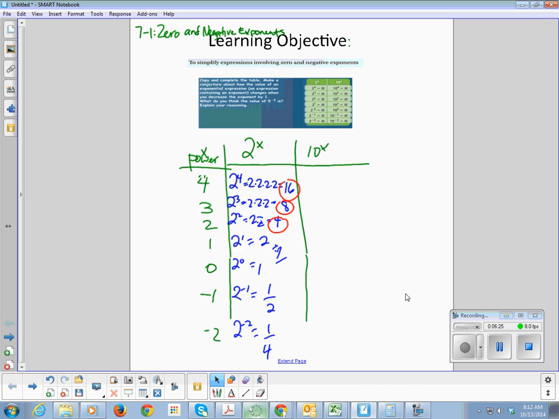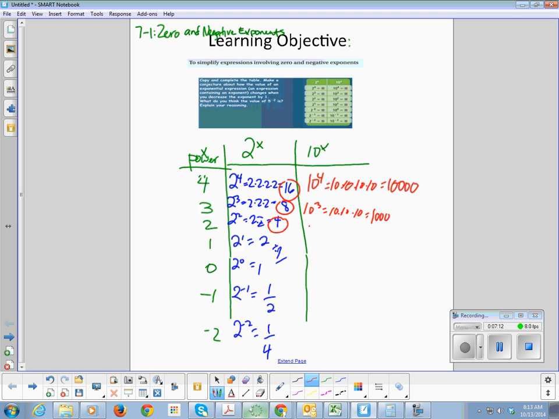So let's see how that plays out with a different base. So let's roll out 10. So 10 to the 4th is 10 times 10 times 10 times 10. The trick with tens is I put whatever my front number is, in this case it's 1, and then I add however many zeros we have. So 1, 2, 3, 4. 10 to the 4th is 10,000. 10 times 10 times 10 times 10 times 10 is 100,000.